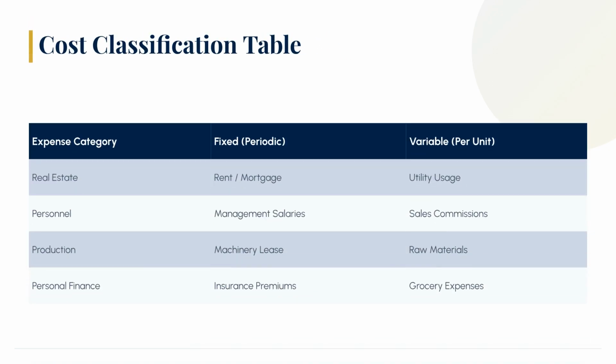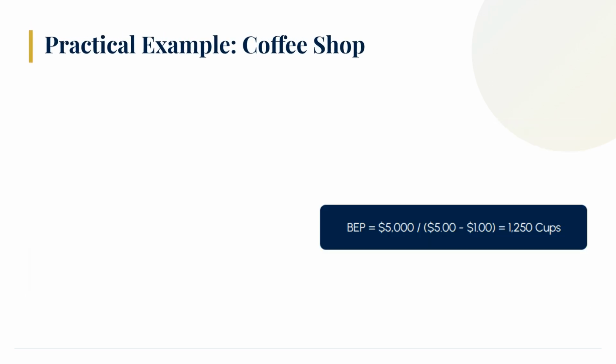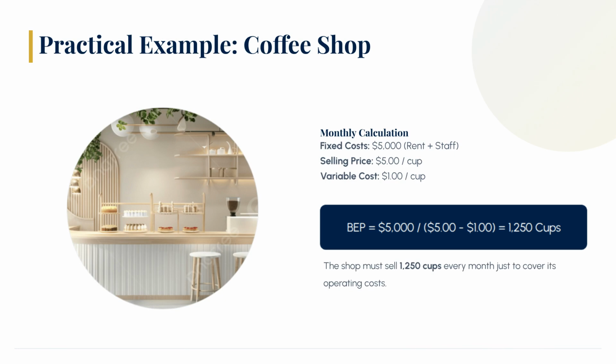This table illustrates how different expense categories are classified as either fixed or variable, spanning real estate, personnel, production, and personal finance. In a practical example, consider a coffee shop with $5,000 in fixed costs. Selling a cup for $5 with a $1 variable cost means they must sell 1,250 cups monthly to break even.